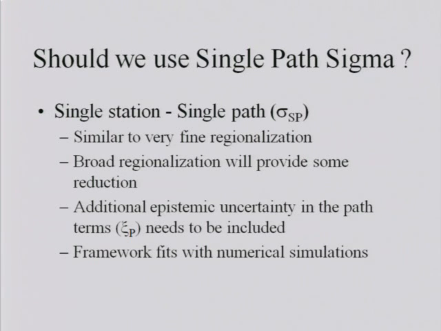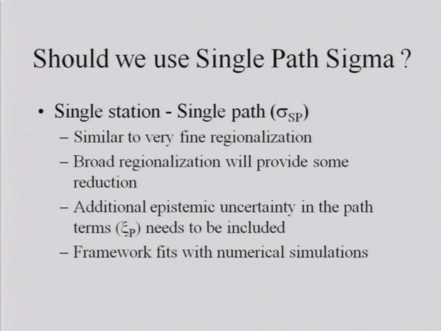We see potentially going from a 0.7 down to a 0.6 from single site is great to a 0.4 really tells you what the standard deviation should be. We have this big additional epistemic uncertainty in the path terms, and you have to include that. So how can you get at that? At least this gives you a framework that fits pretty well with numerical simulations for making progress.